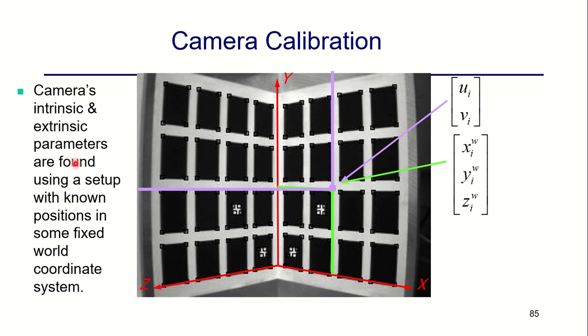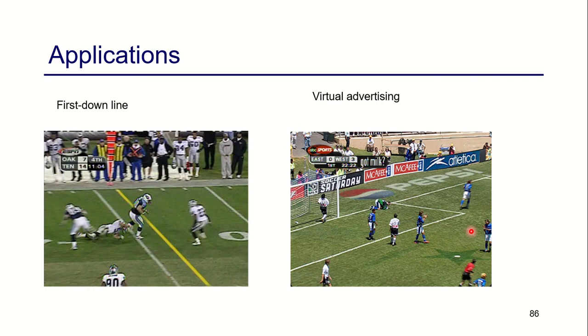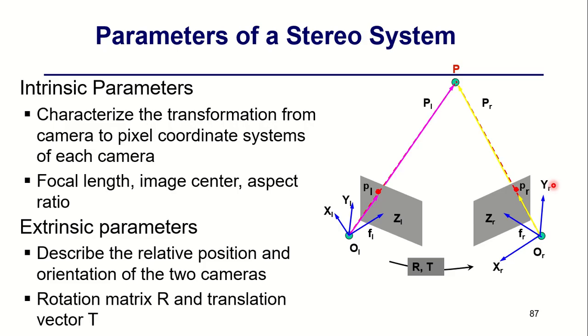The camera's intrinsic and extrinsic parameters are found using a setup with known positions in some fixed world coordinate system. So U, V, the camera parameters, X, Y, Z is the coordinate system. So the 5 parameters. So the applications are first down line and then virtual advertising in the grounds, normally in the playgrounds.